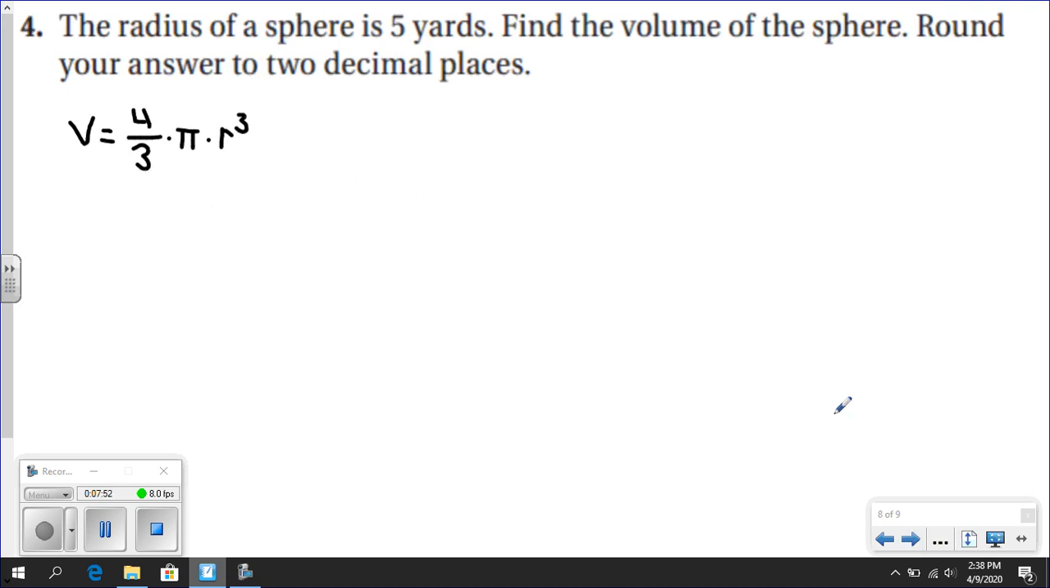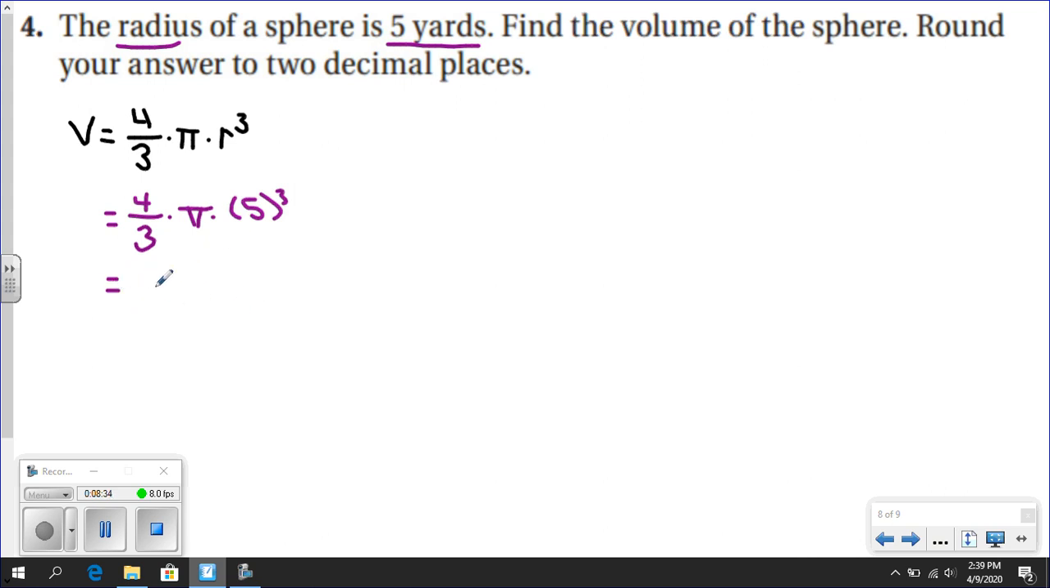The radius of a sphere is 5 yards. We want to find the volume of the sphere and round our answer to 2 decimal places. So here is my equation. We know that the radius is equal to 5 yards. So I'm just going to plug that in for R. So 4/3 times pi times my radius, which we said was 5. And I'm going to cube that. I can just plug this right into my calculator. Be careful, this is a pi. Use the pi button.